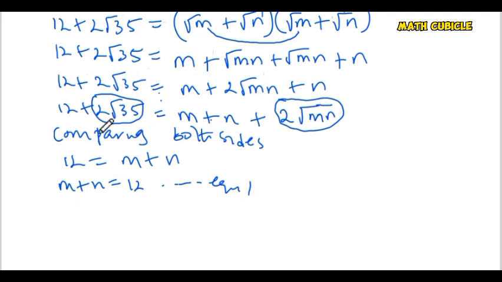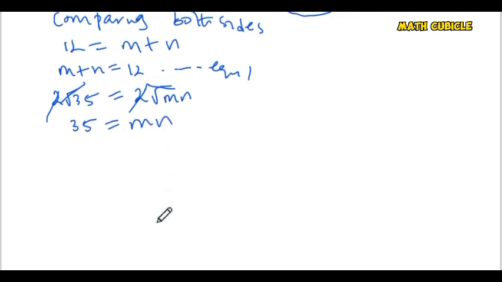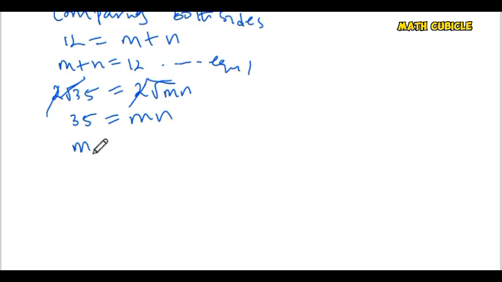And for the terms with the root, we have 2 root 35 is equal to 2 root mn. So if 2 cancels out, then we cancel the root like that. We are left with 35 is equal to mn. So mn is equal to 35. Let's call this equation 2.